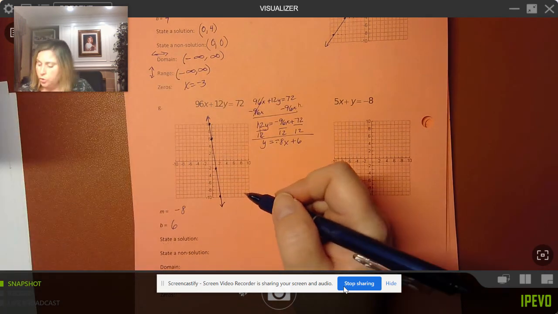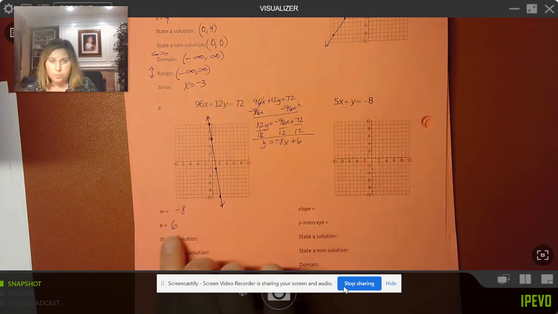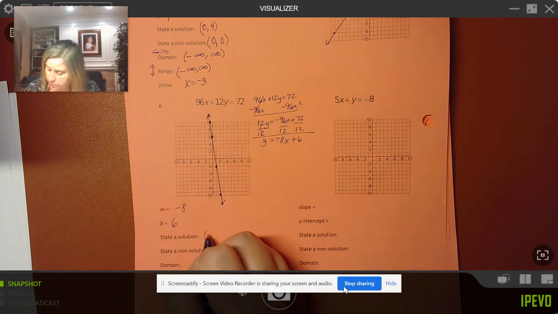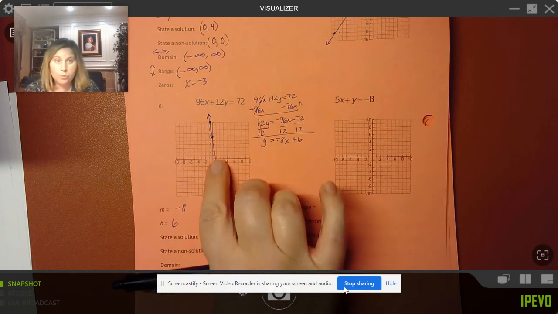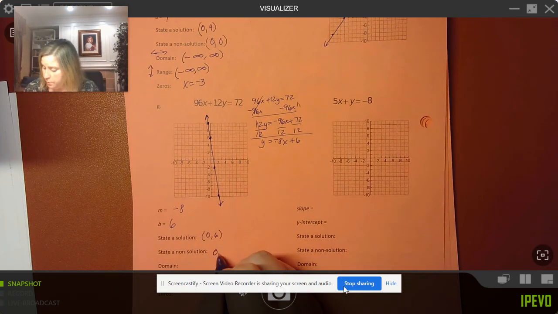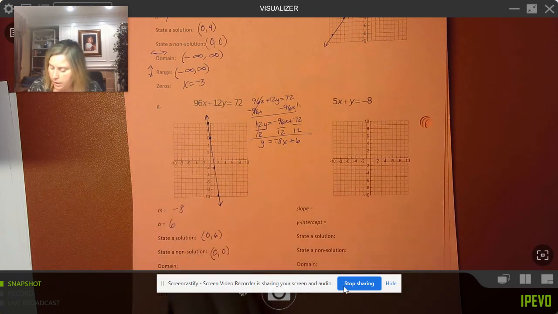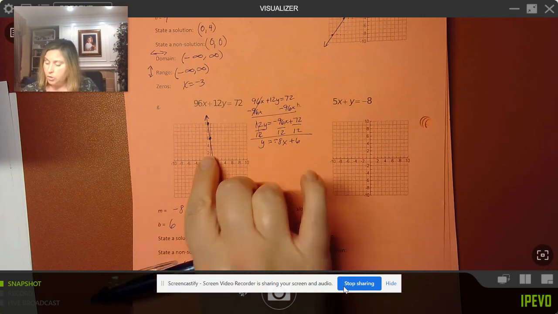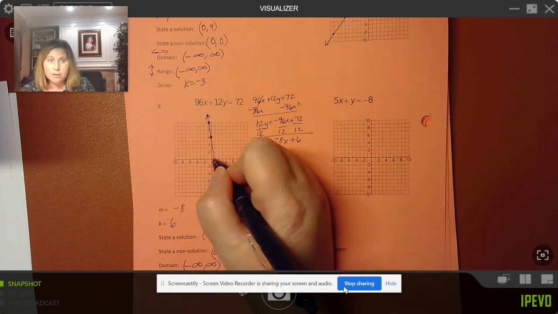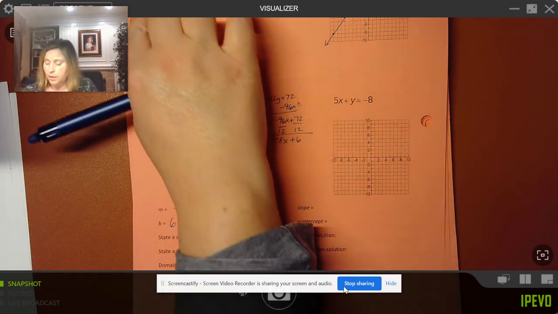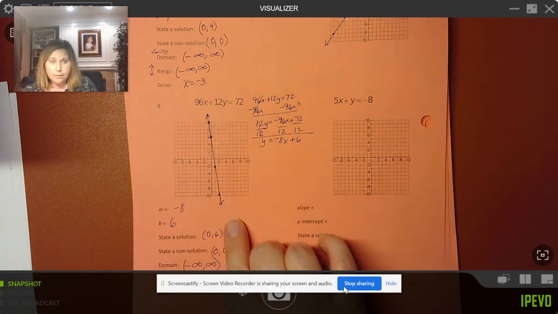Okay, and then solution, I'm just going to use my y-intercept. So (0, 6). A non-solution, I'm going to use (0, 0). Domain: it goes left forever, it goes right forever, so negative infinity to infinity. Okay, and I know that because I can continue moving left. Even though this line is very steep, it continues going up and left, up and left, up and left. And it goes down and right, down and right, down and right.